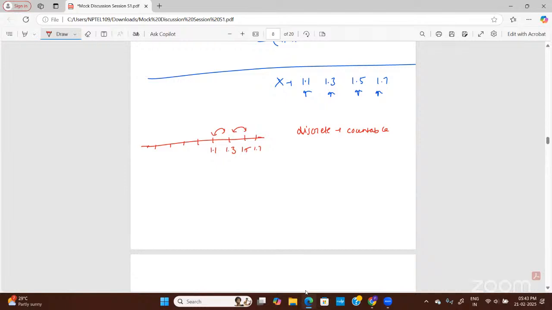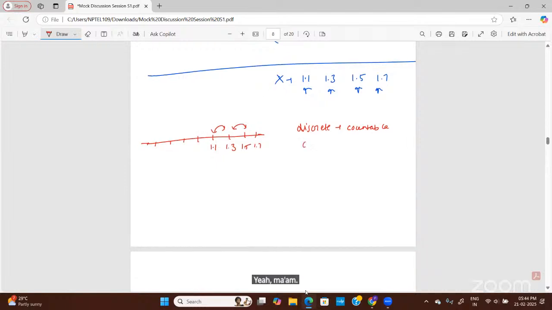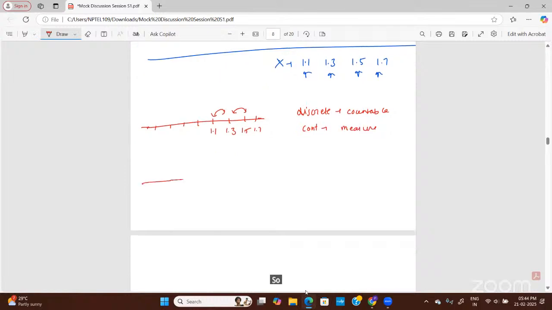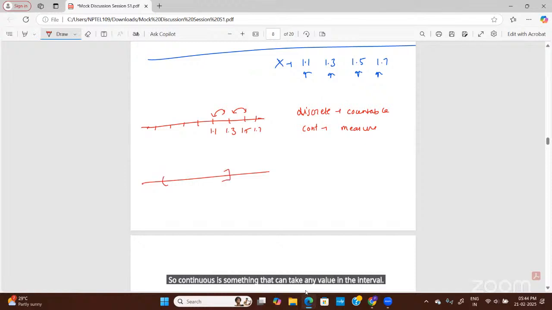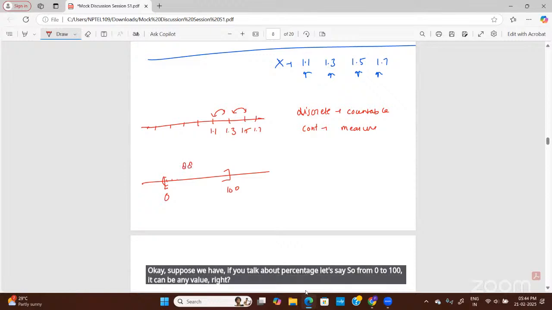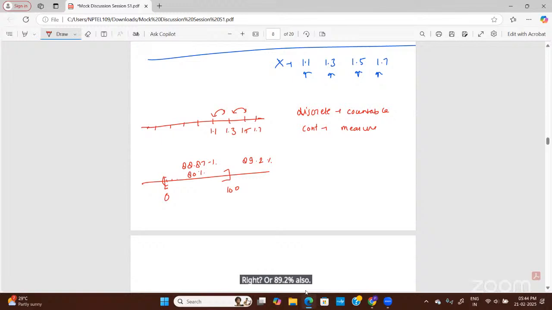And continuous is something we measure. So continuous is something that can take any value in the interval. Suppose if you talk about percentage, let's say from 0 to 100, it can be any value, right? It can be 88.87 percent also, or 80 percent also, or 89.2 percent also, which means it can take any value in the interval. That we cannot count because from 0 to 100, there can be an infinite number of data points, right?